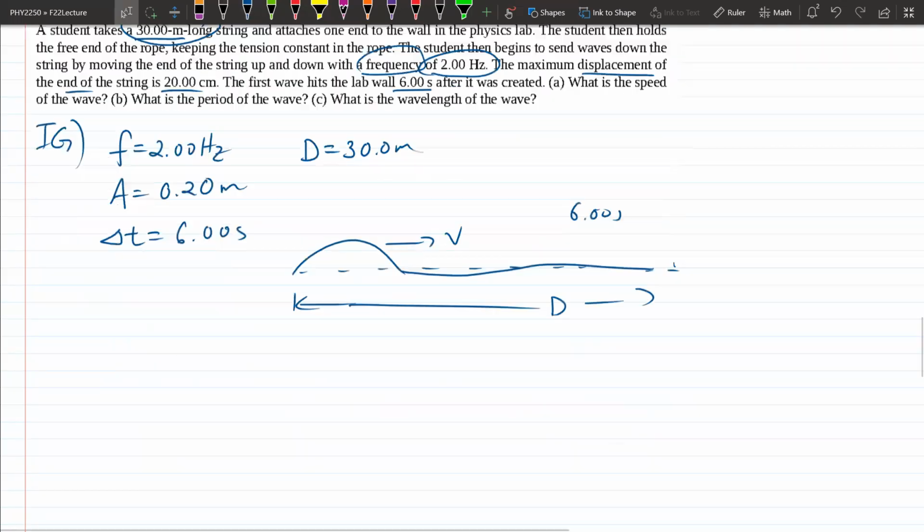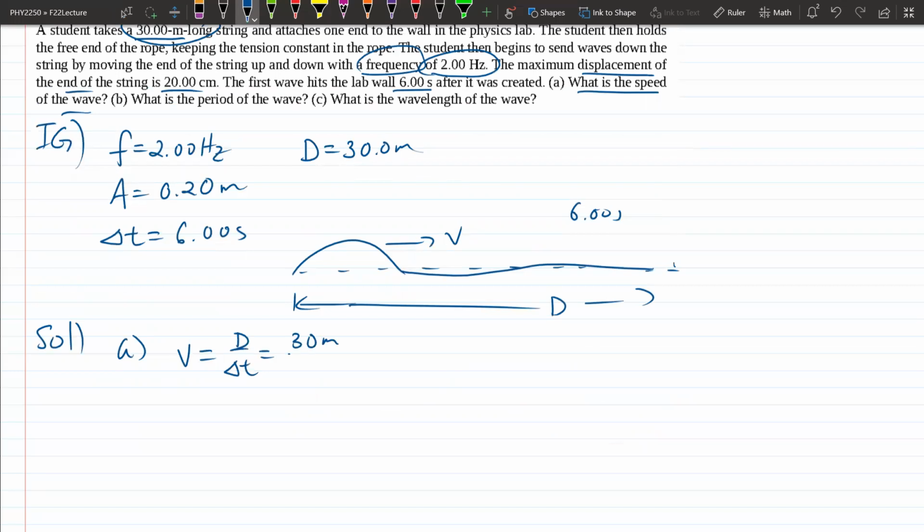Okay, so we'll do the solution here. Part A asks you for the speed of the wave. Is there a way for us to figure out how fast this wave is traveling if it took 6 seconds to travel 30 meters? It's the speed, just the distance over time. So distance over delta t, 30 meters divided by 6 seconds, and therefore it's actually 5.00, that's 3 sig figs, meters per second. So that's the speed of the wave, okay?